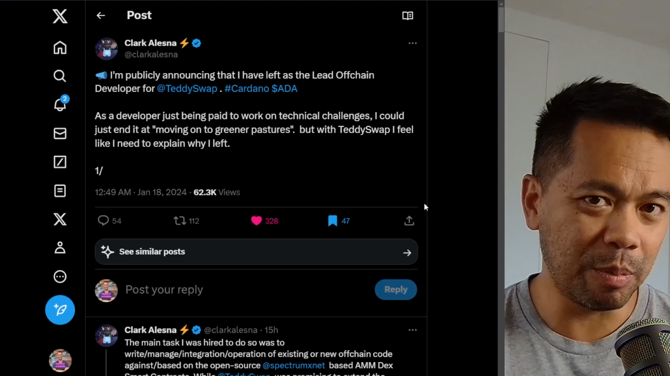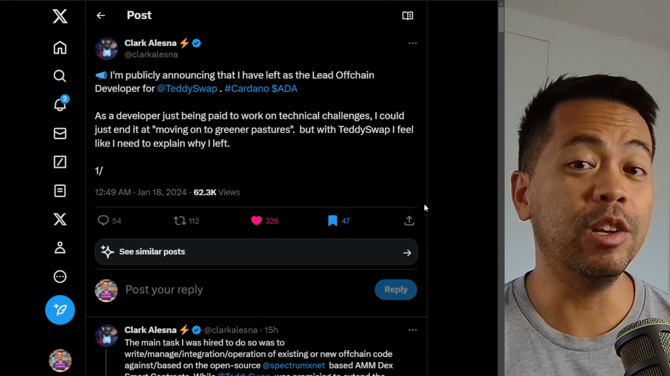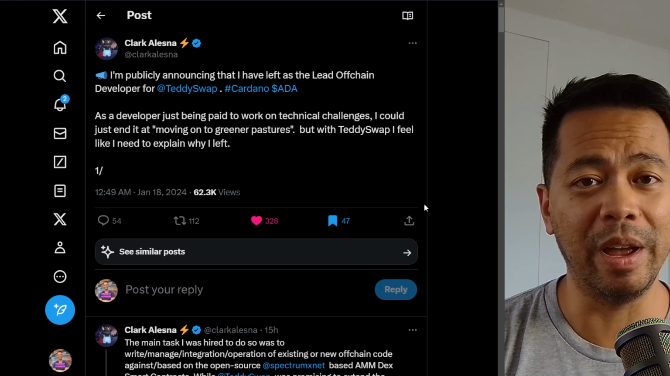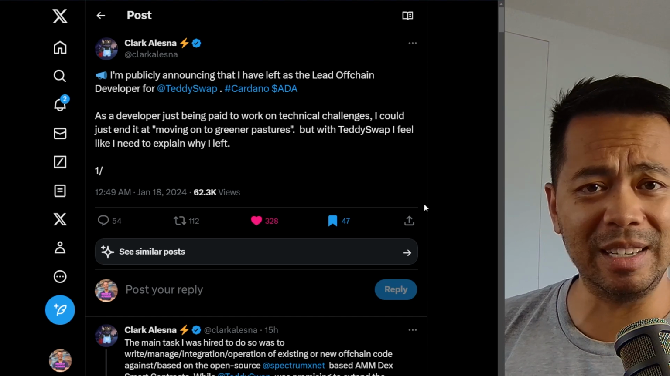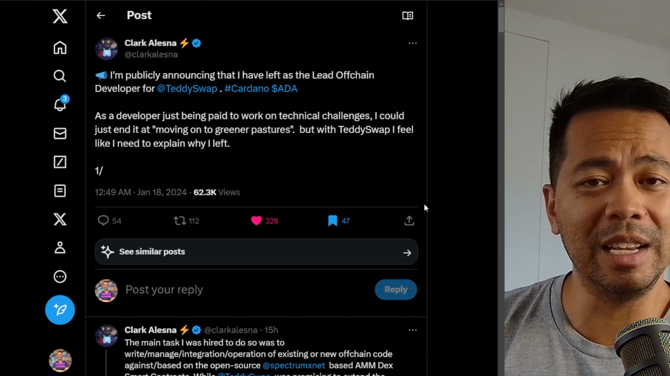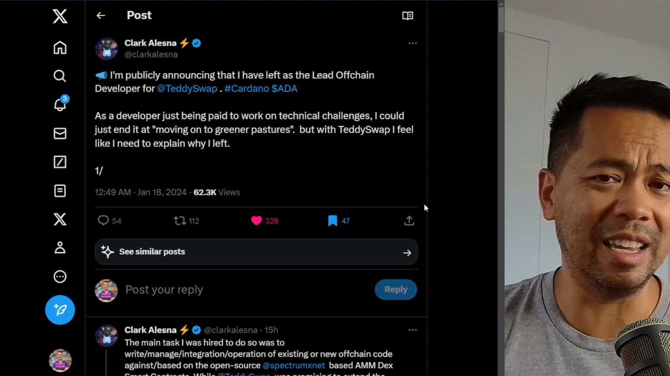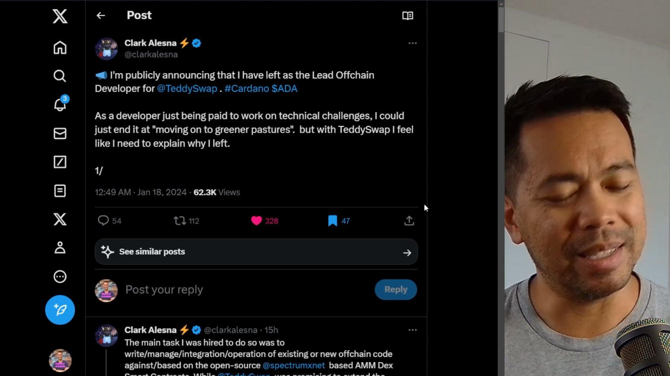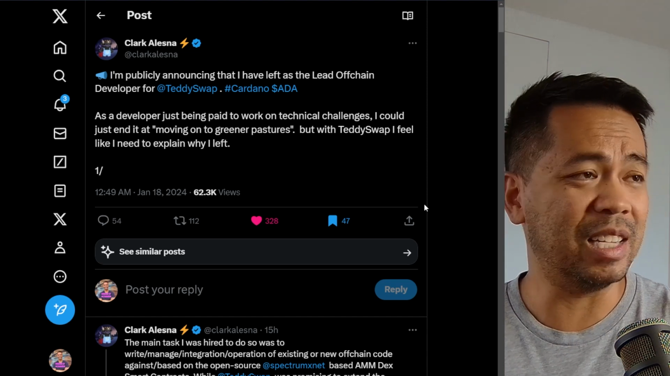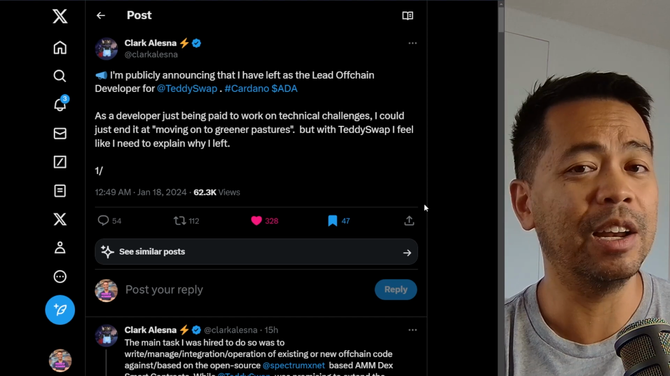Now, TeddySwap was supposed to be the platform, the DEX, where you go to swap your stablecoins, and with platforms like Dexhunter being an aggregator on top, you can provide all your liquidity to TeddySwap, and then Dexhunter will just do the trades for you with their routing and all sorts of things that are coming up. But this post I read this morning from Clark, and Clark is a brilliant developer in the Cardano ecosystem.